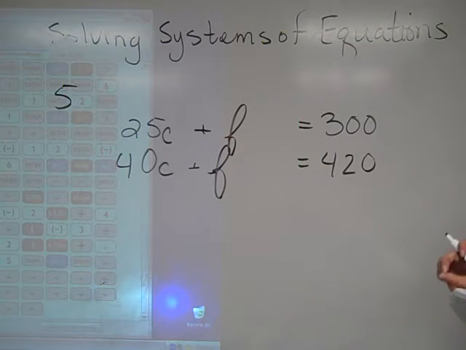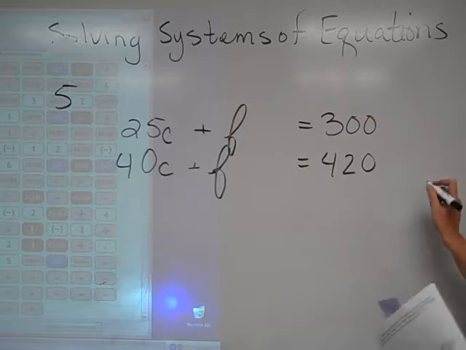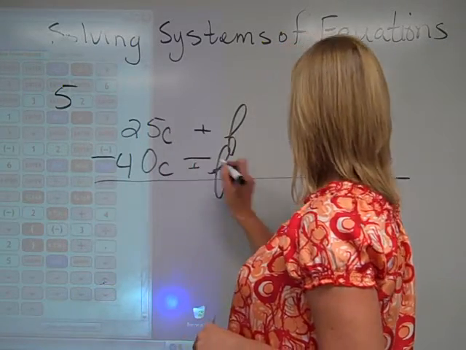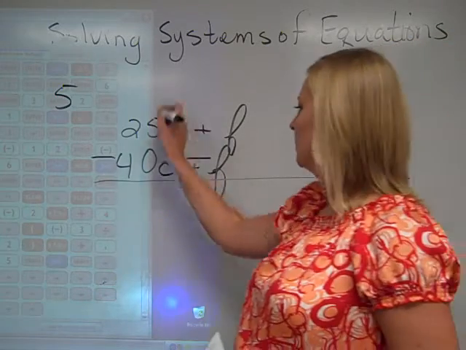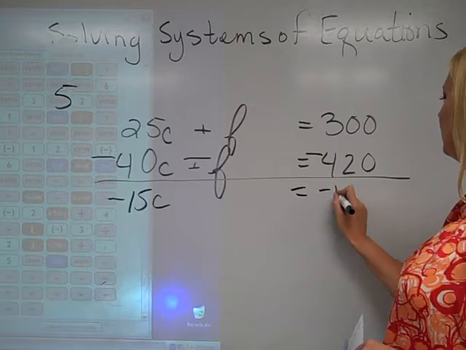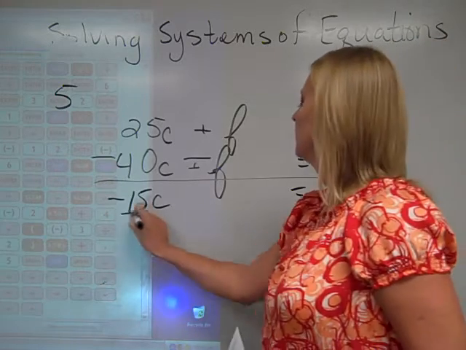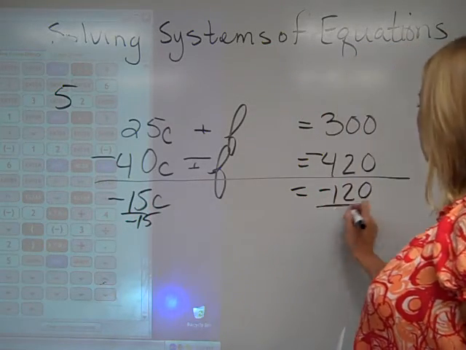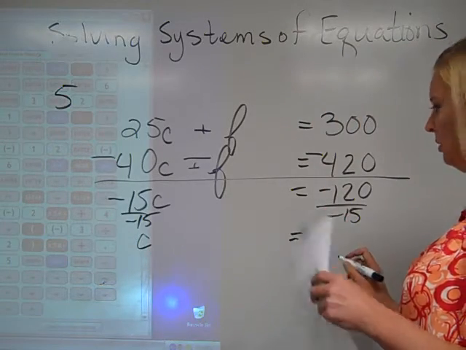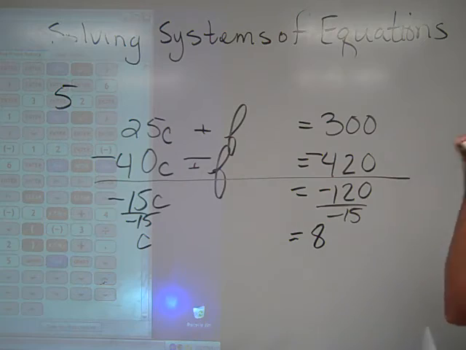cost $420. Remember that our fixed cost is the same in both situations. The question is, what's the fixed cost and the cost per guest? Let's use elimination to solve these equations. So negative 15C is equal to negative 120. So then C is equal to $8 per person.